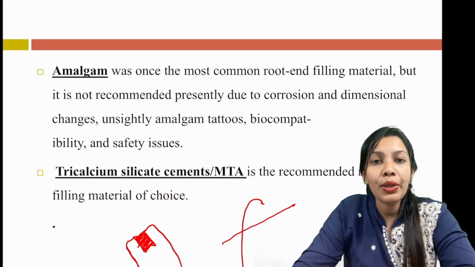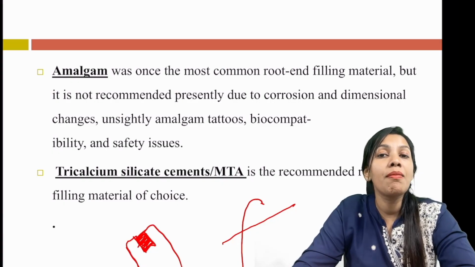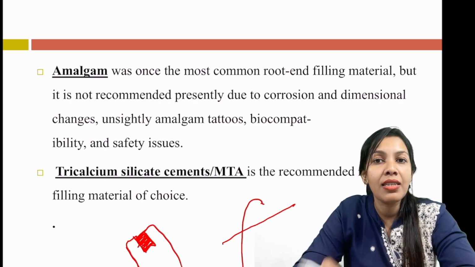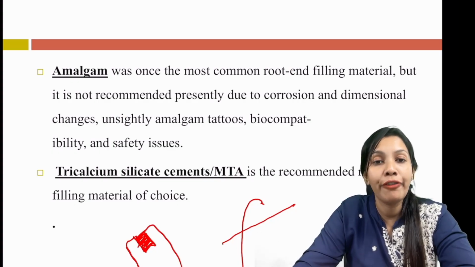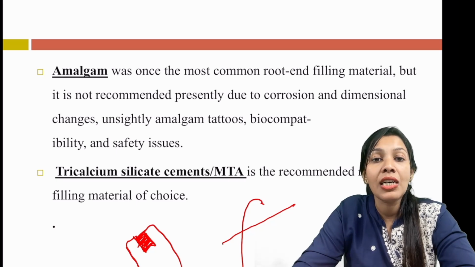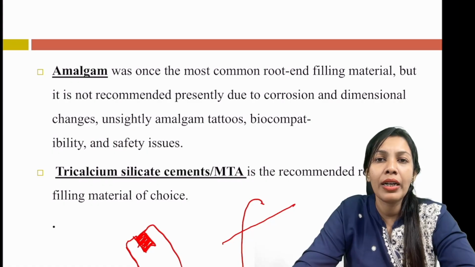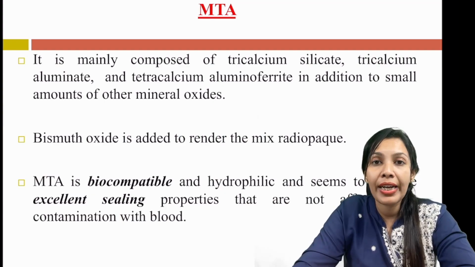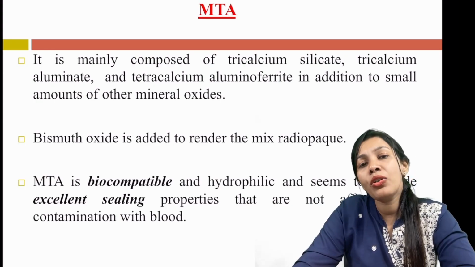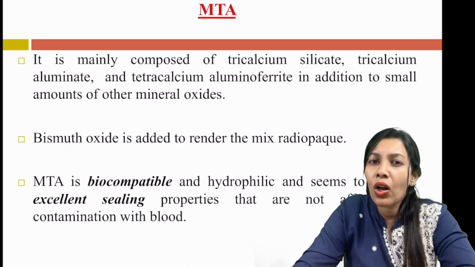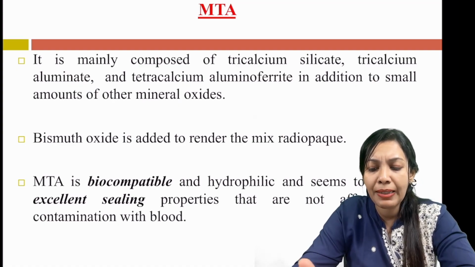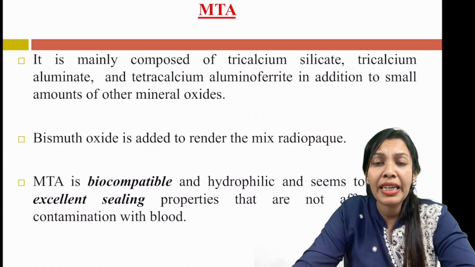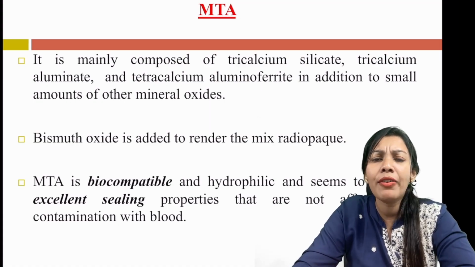Instead, we started using MTA, that is mineral trioxide aggregate. This is the most appropriate and recommended cement for doing a retrograde filling. Its composition is tricalcium silicate. This is very important. Tricalcium silicate is actually the material that is seen in mineral trioxide aggregate. Nowadays we use MTA in a lot of cases like retrograde filling, perforation repair, indirect pulp capping, direct pulp capping, everything.